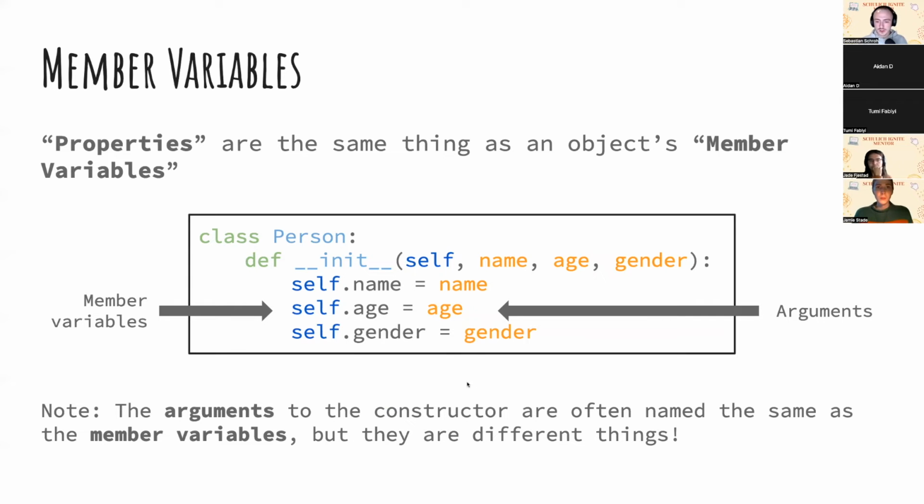The arguments to the constructor are often named the same as the member variables, but they're different things. So note how it says self dot. You wouldn't do name equals self dot name, you would get an error. You want to assign to the object, self dot name.